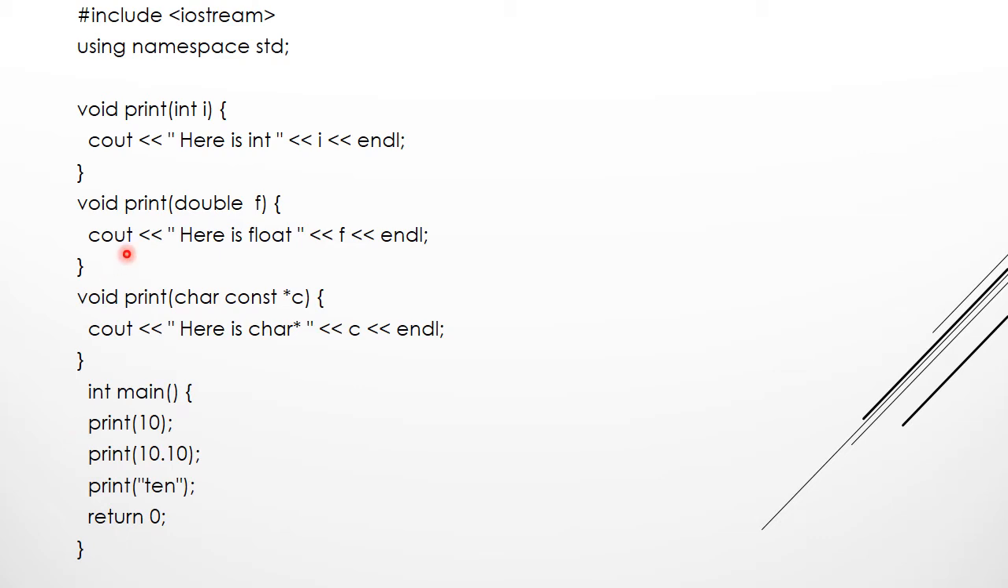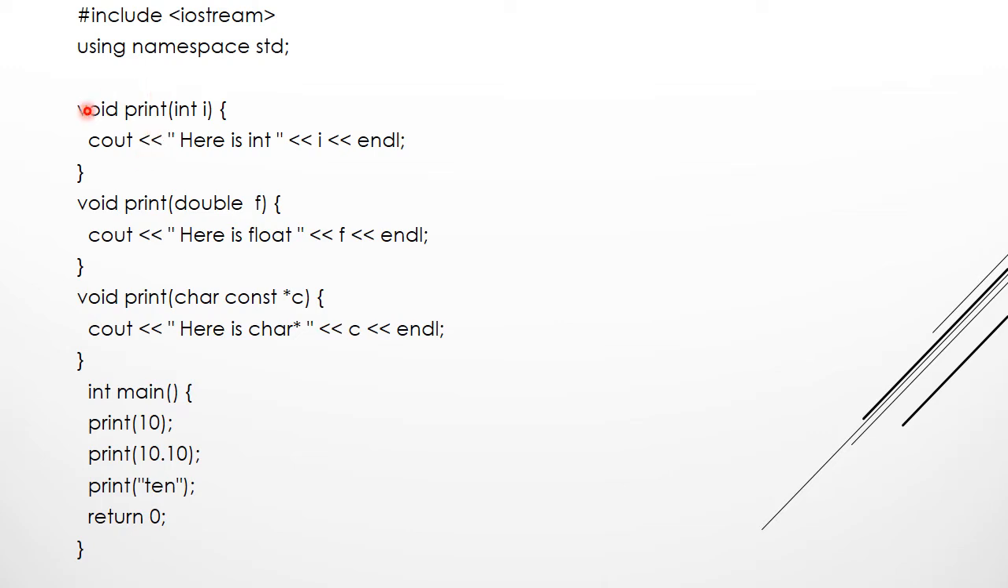Here you can see that there are actually three functions with the same return type, void, with the same function name, print, but different parameters: int I, double F, constant character C. So these three functions are actually three different functions, but they all serve the same purpose. They are used to print something.